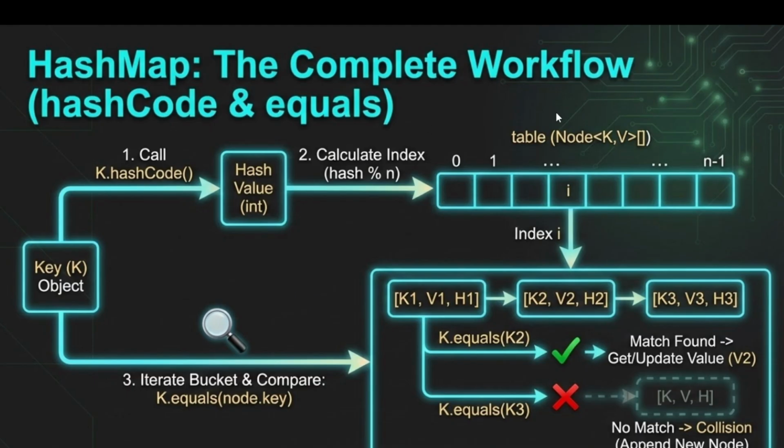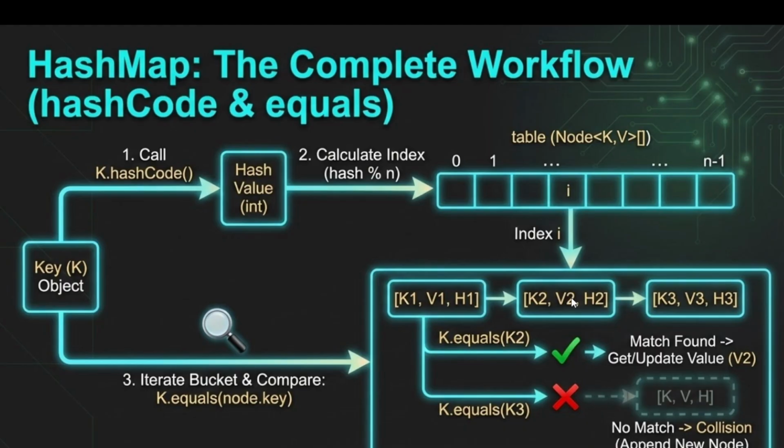The complete workflow of hashCode and equals. We will be discussing hashCode and equals, and we will also see it. Suppose I have a key; based on the key's hashCode method being called, the hash value is generated. Then the index is calculated, and I found the index in the table, and I have added the value.